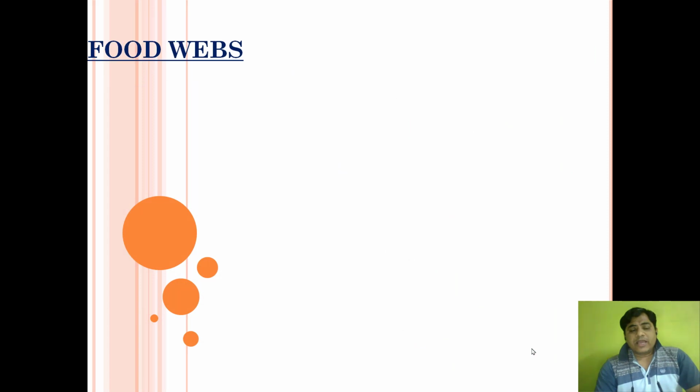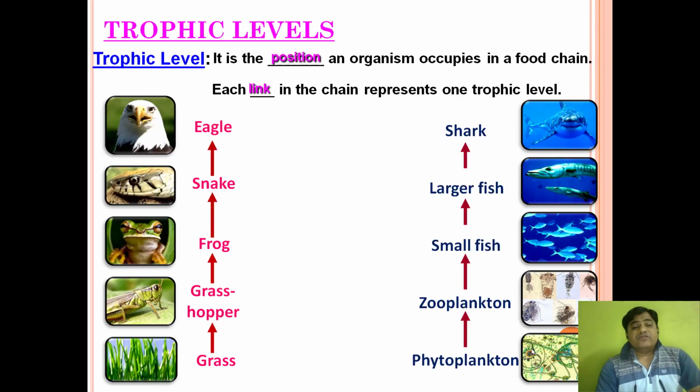Now that we have discussed the food chain and food web, we can see the trophic levels. What is meant by trophic levels? It is very easy. A trophic level is the position an organism occupies in a food chain, meaning in what position the organism is present. Here we have given two different ecosystems: one is a grassland ecosystem and another is an aquatic or pond ecosystem. Each link in the chain represents one trophic level.